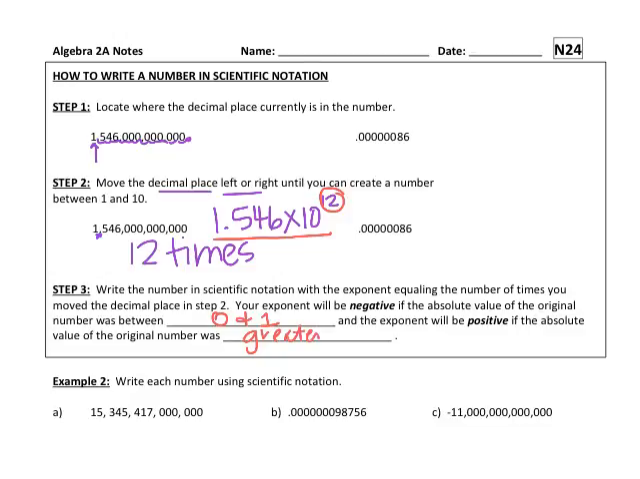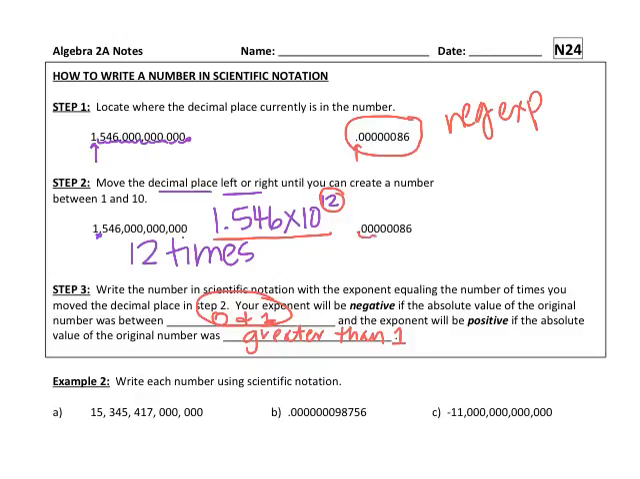Okay, so let's take a look at the next example, because this one's going to end up being a negative exponent. If we look at this number right here, it says locate where the decimal is currently. Because the decimal is on the left, we know that we're going to end up with a negative exponent, not because we're moving it to the right, but because our original number began somewhere between 0 and 1. This number is not larger than 1. So let's go ahead and move our decimal.